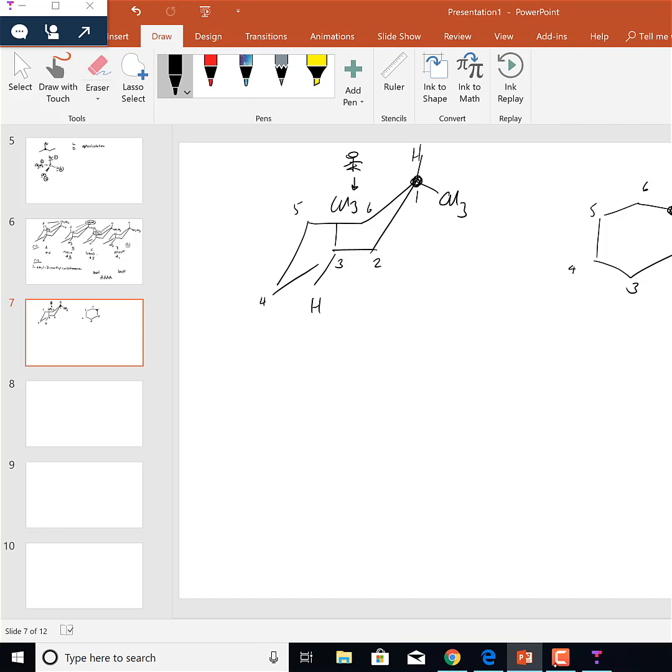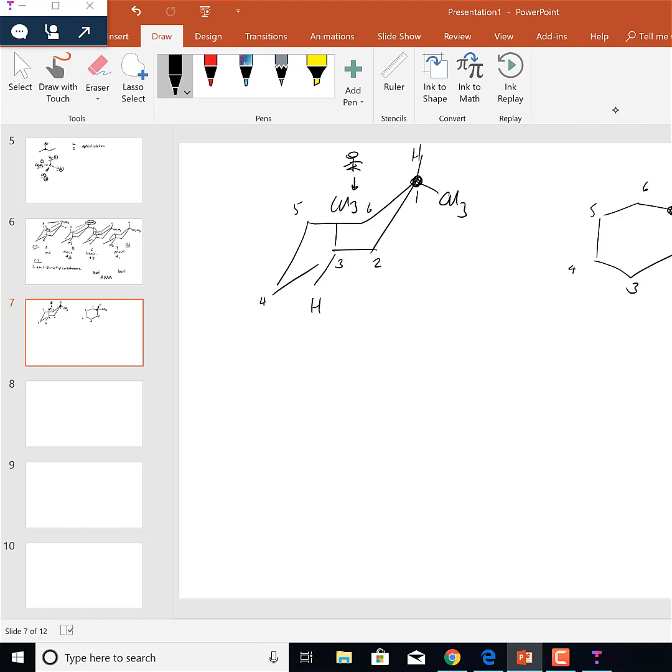Sydney. Sello. Sydney, you do a dash wedge. Dash wedge. Do we agree with her? Why? Below the ring. Because this methyl group is below the ring, and so that would put it on a dashed wedge if we're looking at it from above the ring.